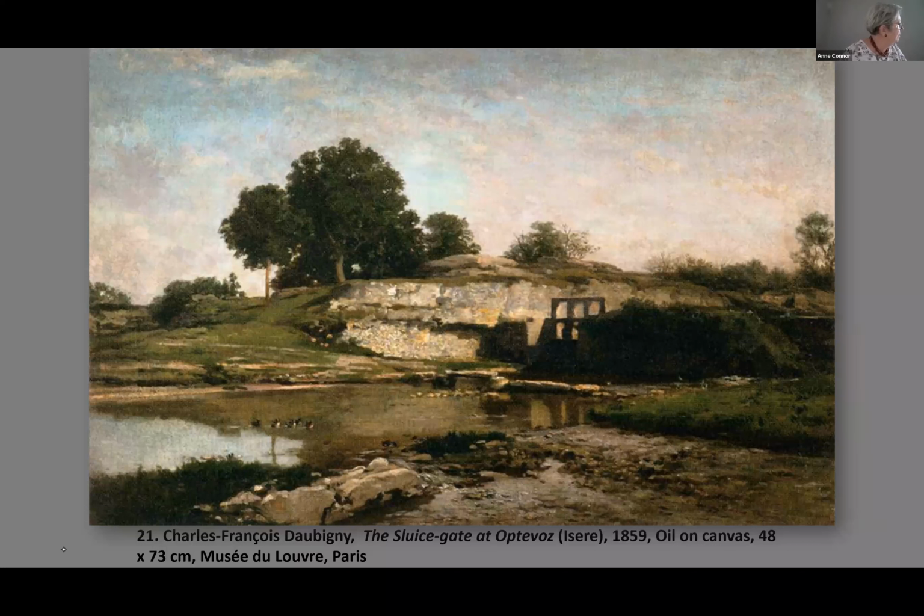So here's some of his work, an early work on the sluice gate at Optevos in the Isère. Very realistic, but again, look at the palette of colors in the sky. It's very rich.